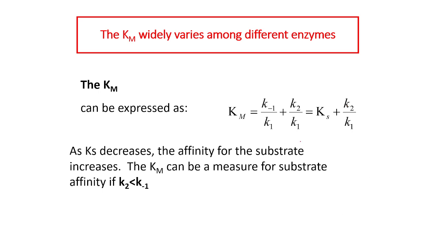And we are also considering that your k minus 1 is greater than your k2. So as your Ks decreases, the affinity of the substrate increases, and the Km can be a measure for the substrate affinity.